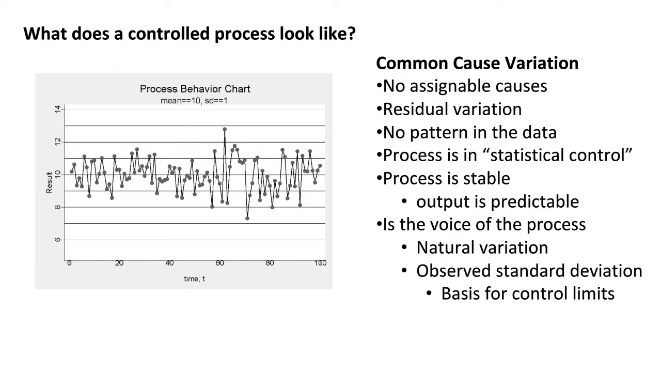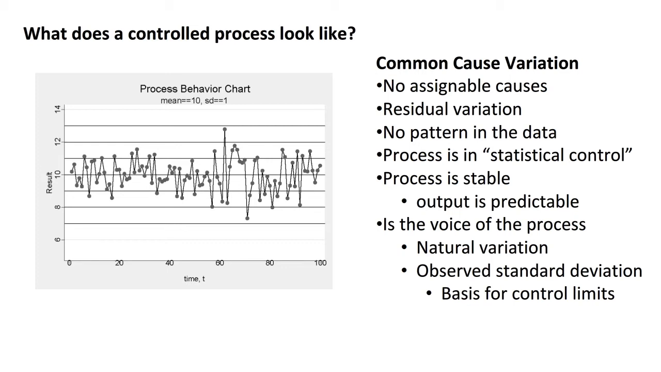Common cause variation is characterized by the fact that it contains no information. We have no idea why one point is different than another. If we could say why one point was higher than another, we would have identified an assignable cause and could control it and eliminate that factor. Such a process that exhibits no patterns is said to be in statistical control. A process in statistical control is stable and reliable and has natural variation that is predictable.